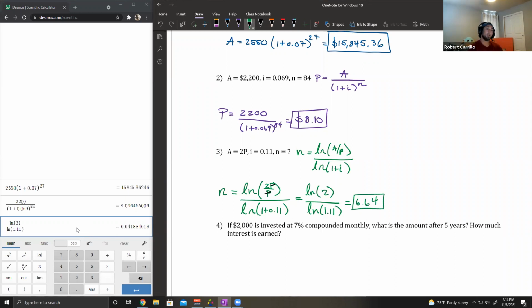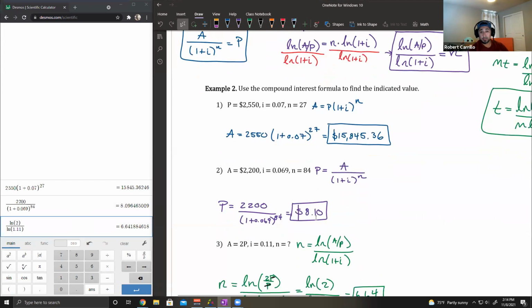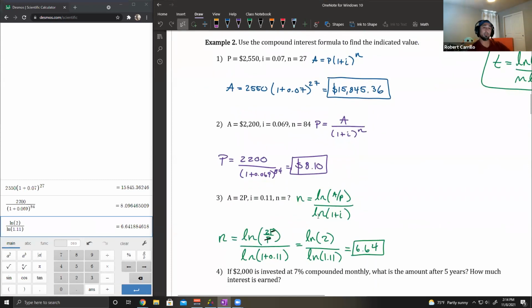All right. So we have used three versions of the formula so far. We used the original, A equals P times 1 plus i to the n. We used the second one, P equals A over 1 plus i to the n. And third, n equals the natural log of A over P over the natural log of 1 plus i. Everybody good so far?